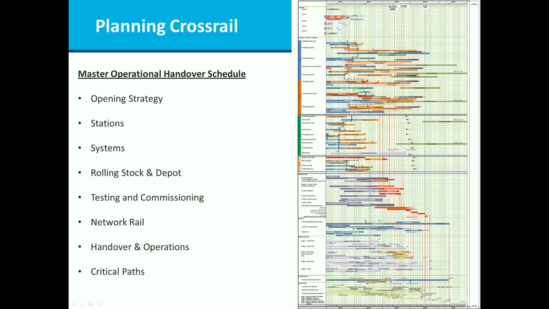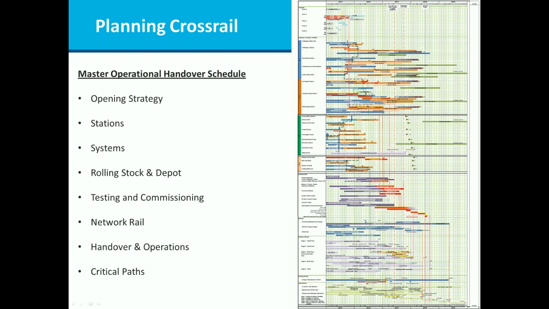We are very focused on our station builds, systems, rolling stock and depot. Obviously Bombardier is our contractor for our depot and rolling stock contract. We're very focused on, and certainly becoming more focused on, testing and commissioning. There's over a couple of £1 billion worth of work that Network Rail has to do, so that's a major part of our program. Obviously, almost everything we do on the surface, Network Rail, our industry partner, is our delivery partner for that.